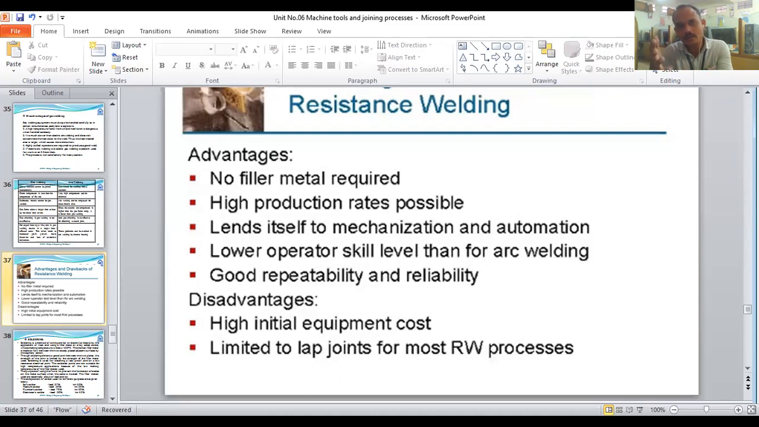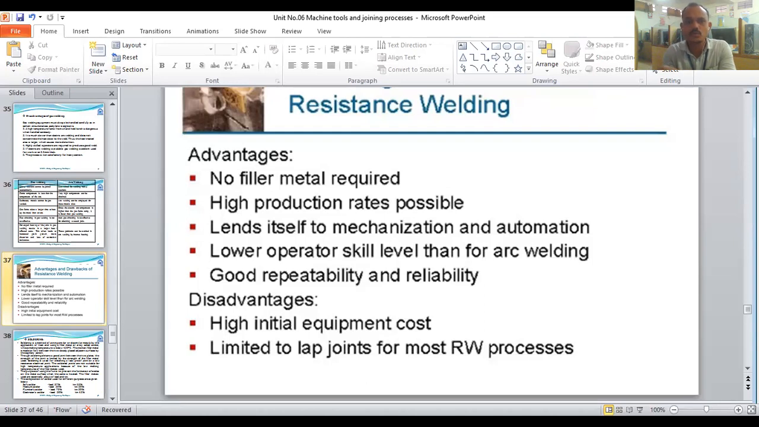If we compare spot welding with arc welding and gas welding, here we do not require any filler metal. High production rates are possible. If you see the spot weld, it requires less than 2 or 3 seconds. It requires very little time as compared to arc welding and gas welding.